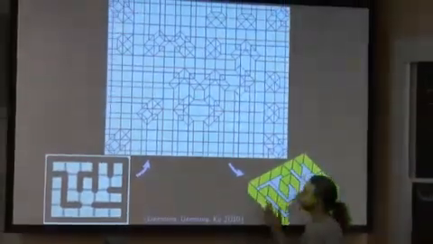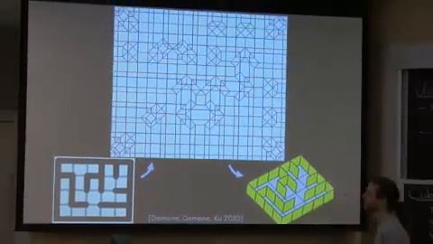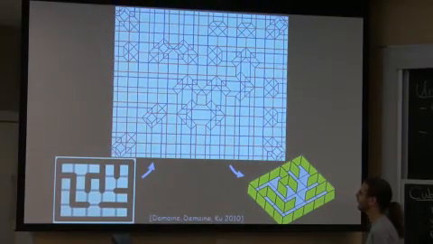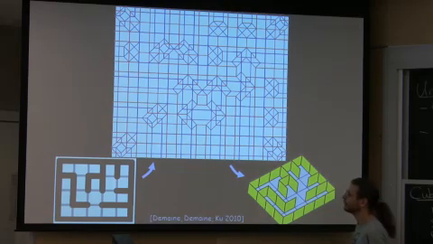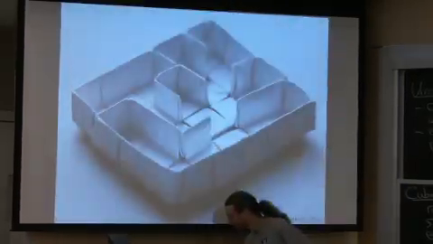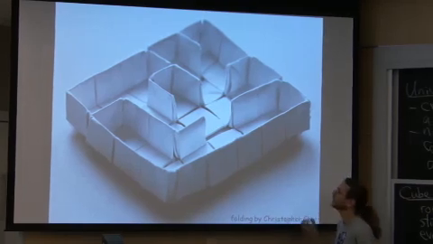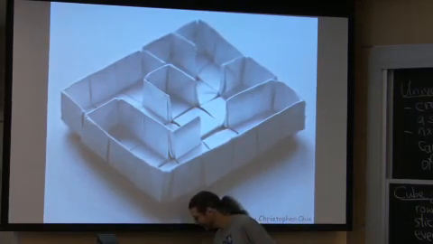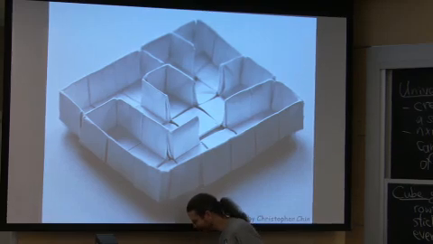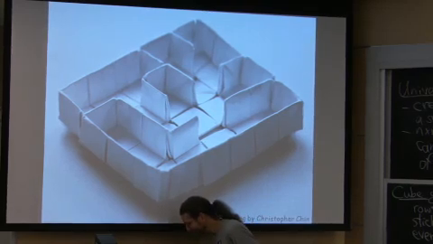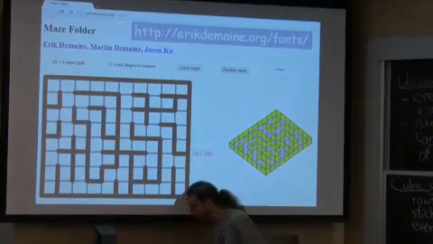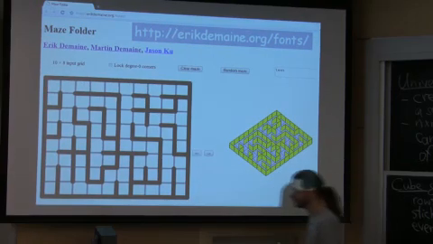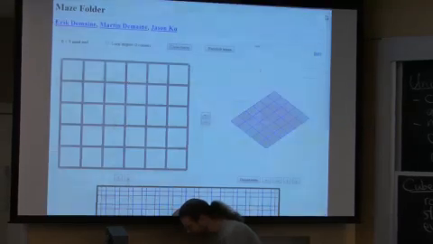And you can do more complicated examples. Here's an actual maze. Get some pretty complicated crease patterns. Not so easy to fold, but it can be done. I didn't bring the physical model of this because it actually looks better in photograph, but it's a challenge. This is folded by undergrad here, Chris Chin. And in fact, it's such an easy algorithm, I implemented it as a web application. It runs in JavaScript. And you can go play with it.